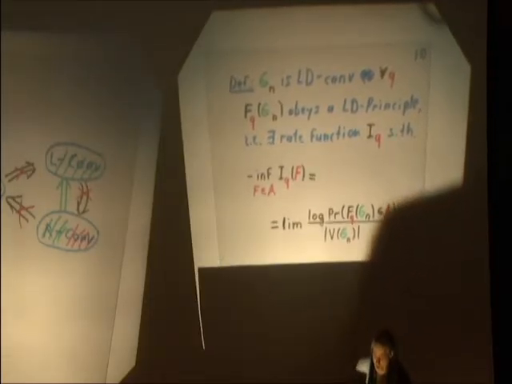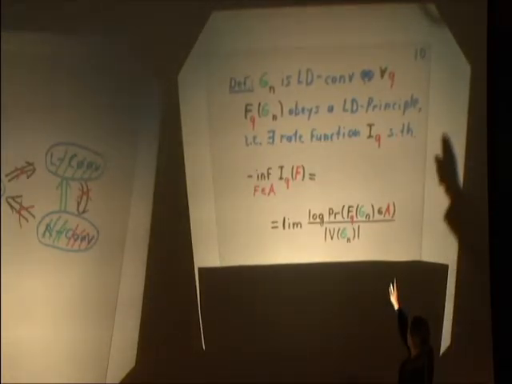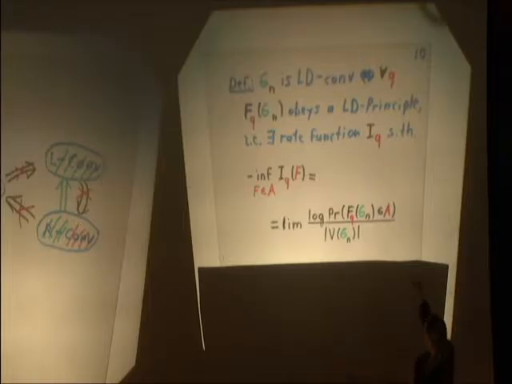I will first put something up here. If you are a mathematician, you will kill me because my definition is wrong. And if you're not a probabilist, you will kill me because this may not mean anything to you. But nevertheless, I will first do this with the wrong definition. This sequence Gn will be called large deviation convergent if for all Q, this guy obeys the large deviation principle. So far, nothing is wrong.